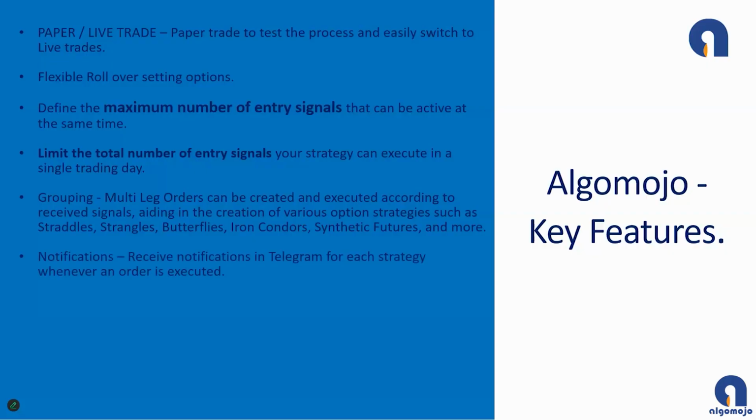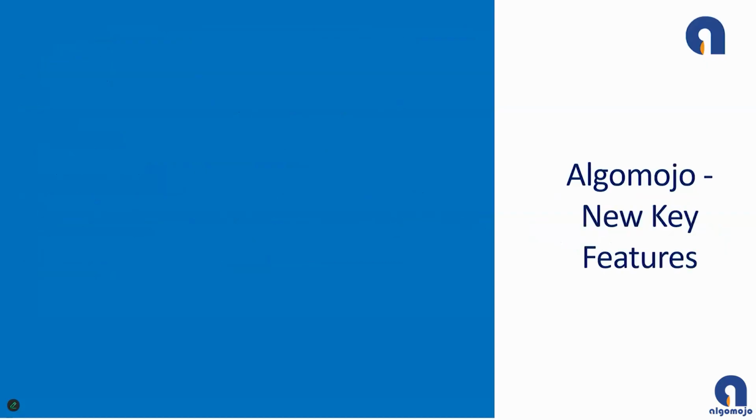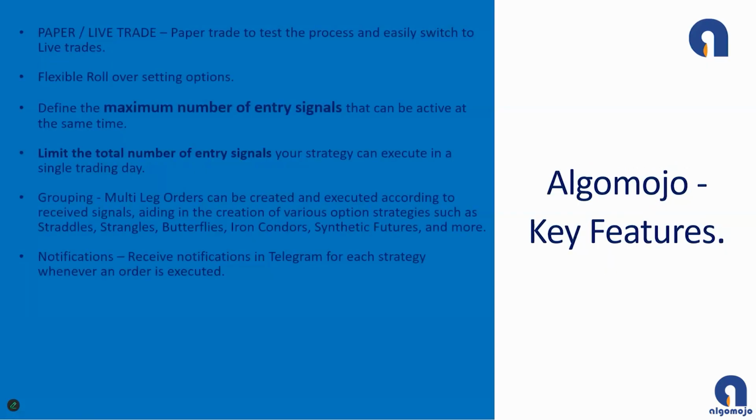Now you can get Telegram notifications whenever you have a buy or a sell, or an order is getting executed in your platform. All you need to do is use Telegram. There's a bot called Algomojo bot. Kindly get into that channel. There's a chat ID to be picked up. Take the chat ID and place it in your strategy. So whenever orders are coming in or signals are coming in, you will get a notification.